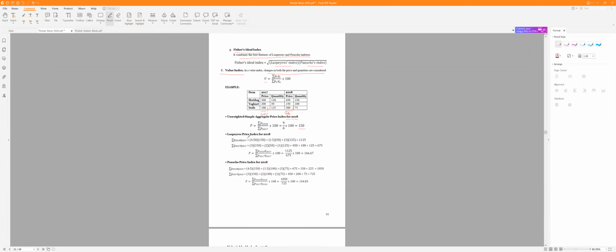So this is Laspeyres. For Laspeyres, you can see, right? The formula is the sum of PT times Q0 divided by the sum of P0 times Q0. So first you have to multiply them one by one.